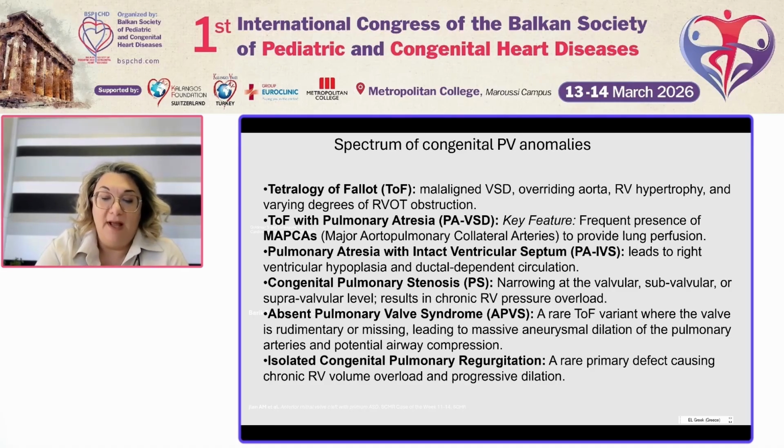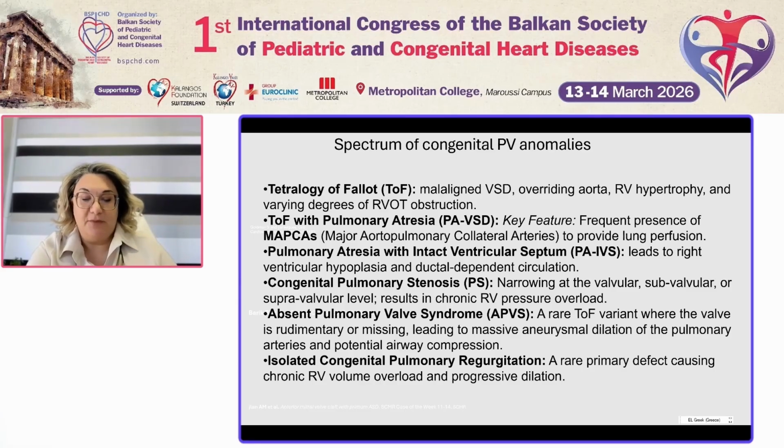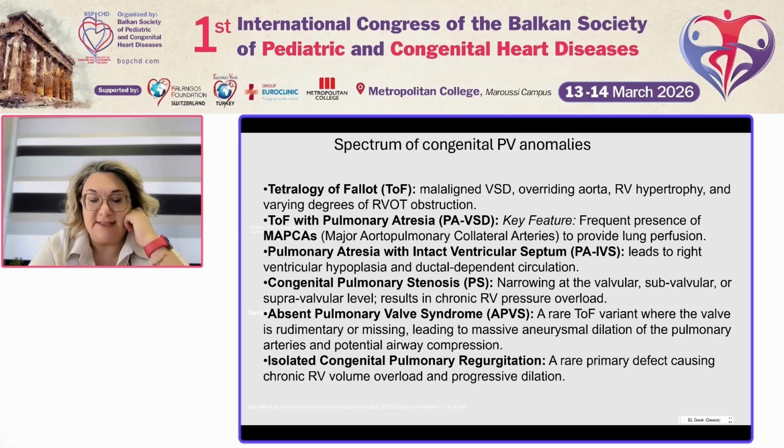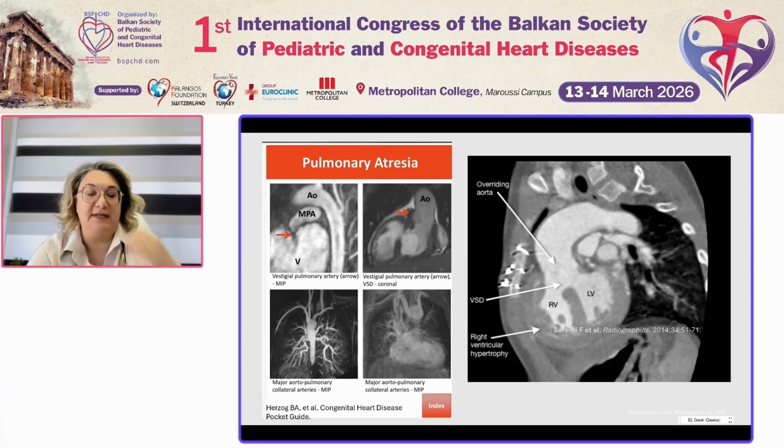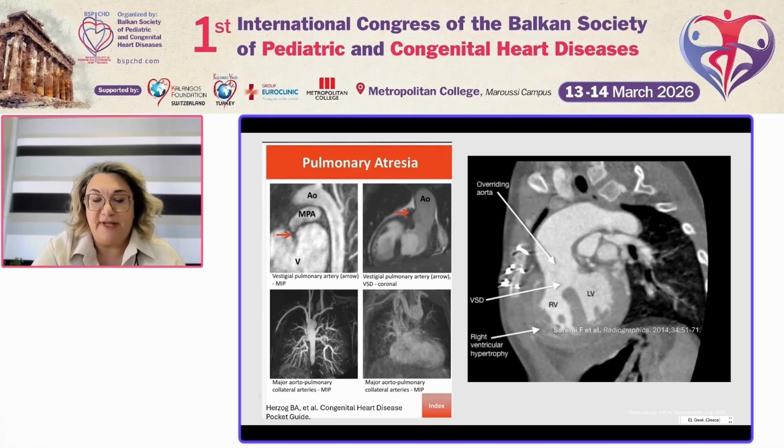In its classic form, the condition must be carefully distinguished from pulmonary atresia with a VSD, which represents a more severe end of the same spectrum, and pulmonary blood flow is frequently supplied through major pulmonary collateral arteries. Accurate identification, characterization, and mapping of these collateral vessels is one of the most important contributions of preoperative cardiovascular magnetic resonance, as this information directly informs surgical strategy.